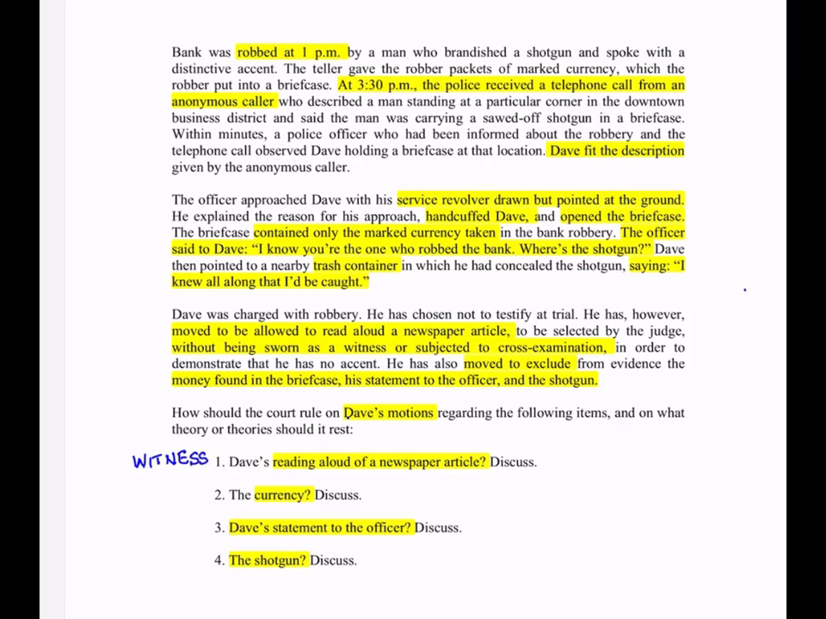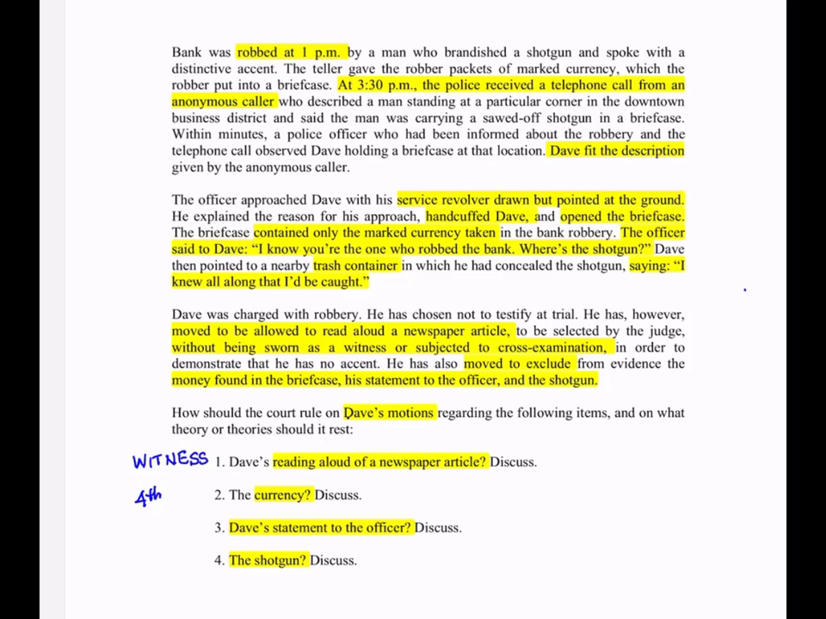So we already said call 1 is about what can a witness do and what's required of a witness. To be a witness, you have to be competent and you have to take an oath to be truthful. Dave is trying to get around that. He's trying to, in essence, testify without being under oath and without being cross-examined. It's not going to work, as I said earlier.